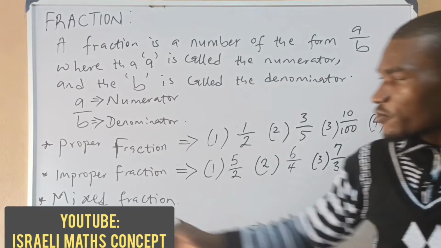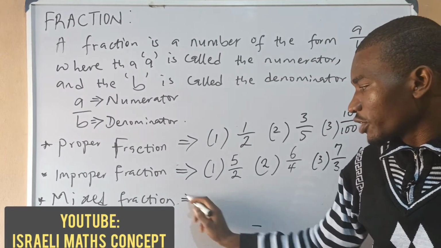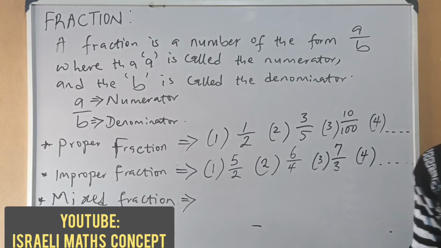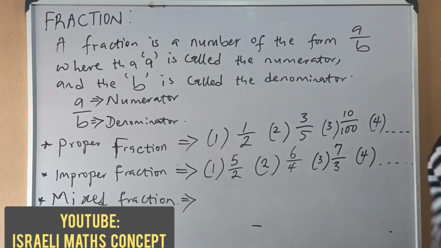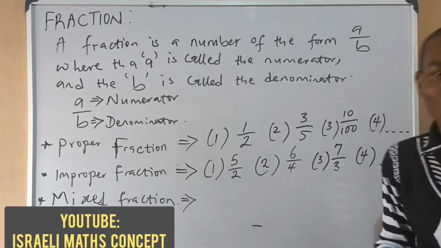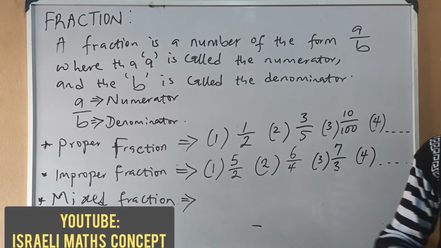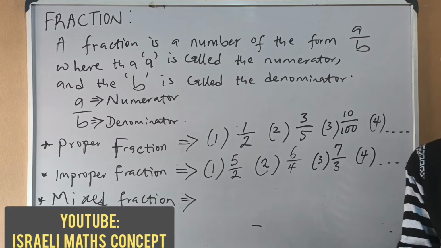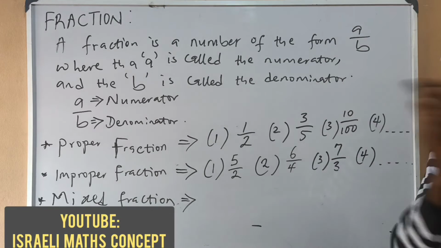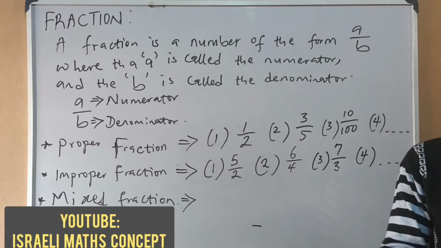Then the last type of fraction which I want to talk about is mixed fraction. So what is mixed fraction? A mixed fraction contains a whole number and a fraction. I want to repeat again. A mixed fraction contains a whole number and also a fraction. And the fraction in question is either proper or improper fraction.